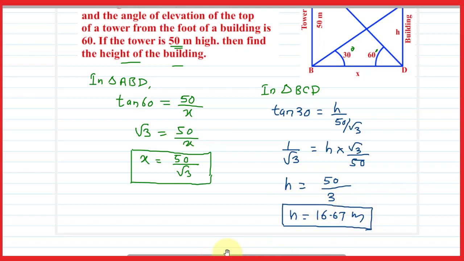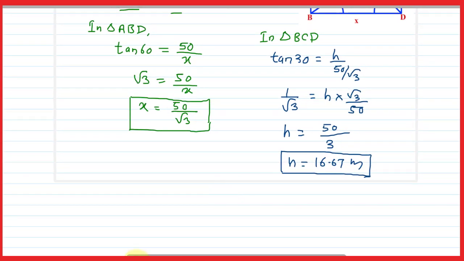Highlight this because you have got the height of the building. This is the second important step, and at the end you have to write the answer, that height of a building is equal to 16.67 meter.